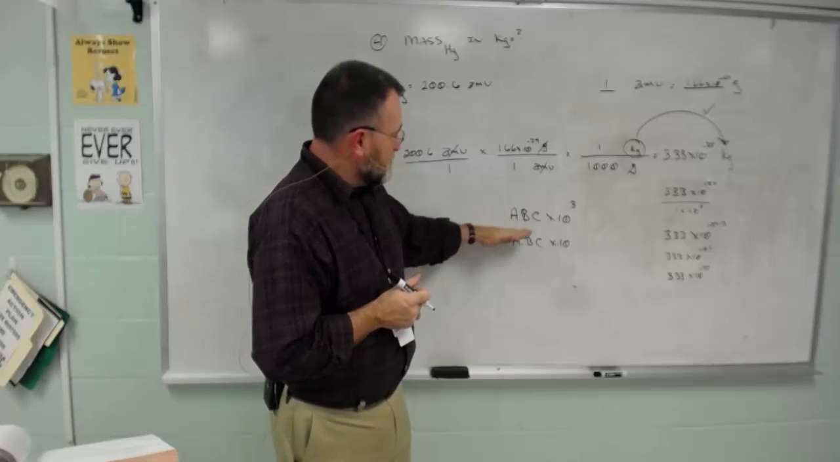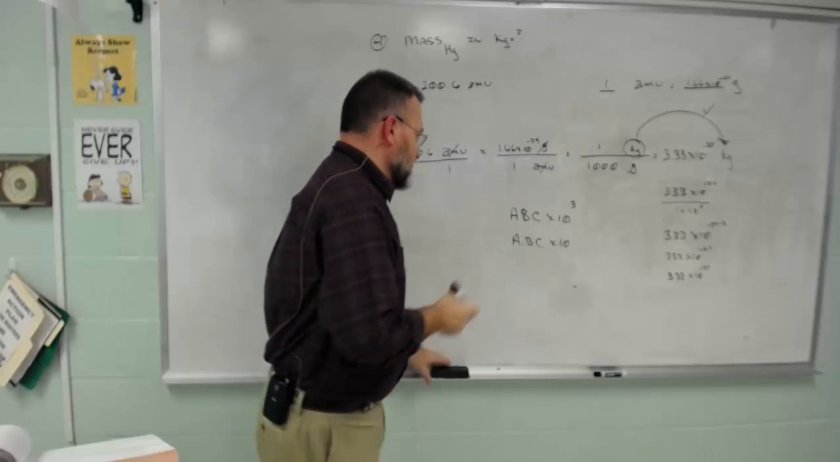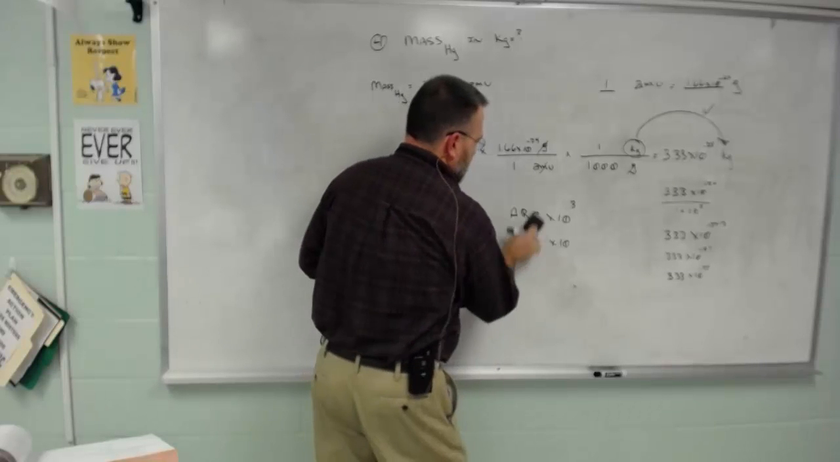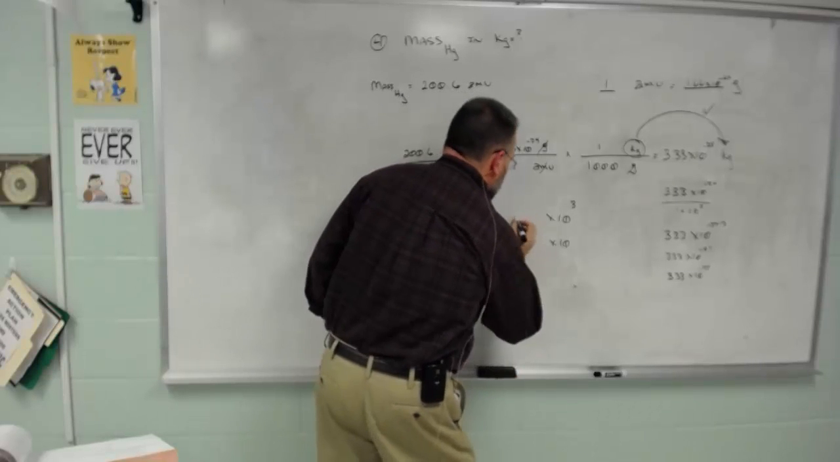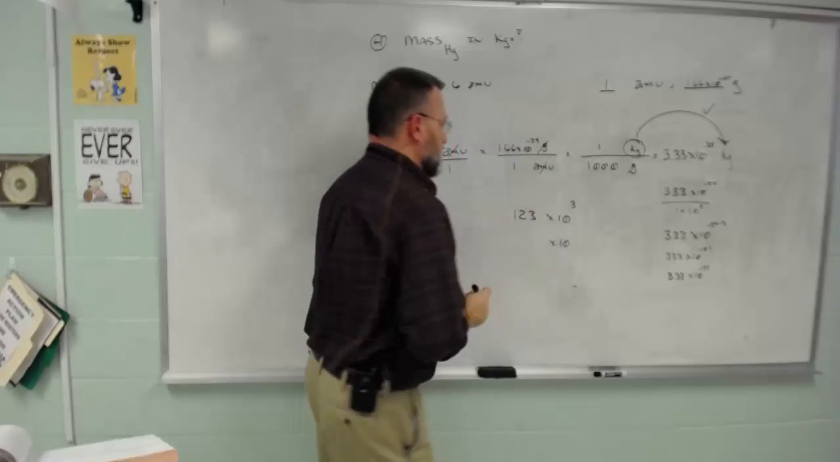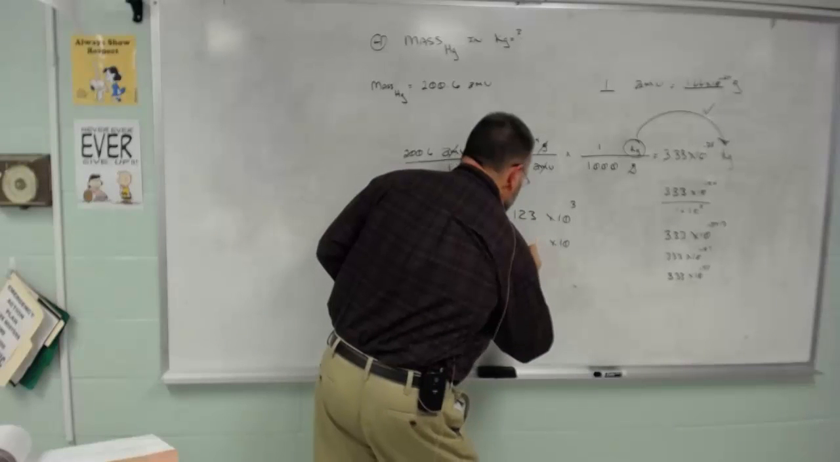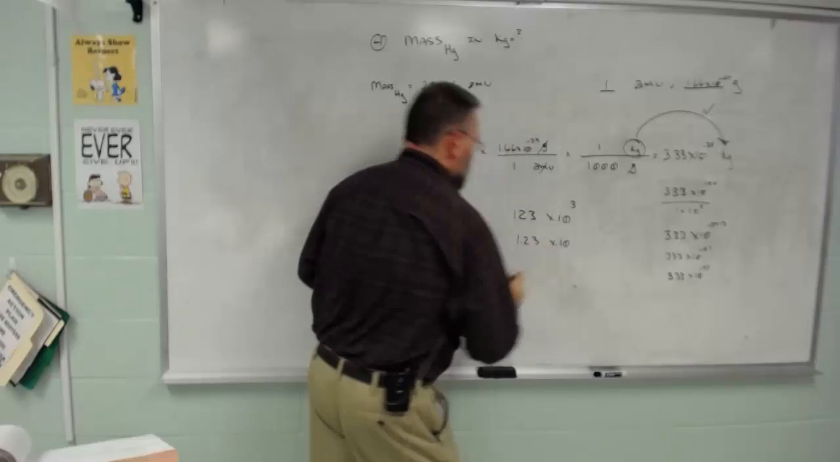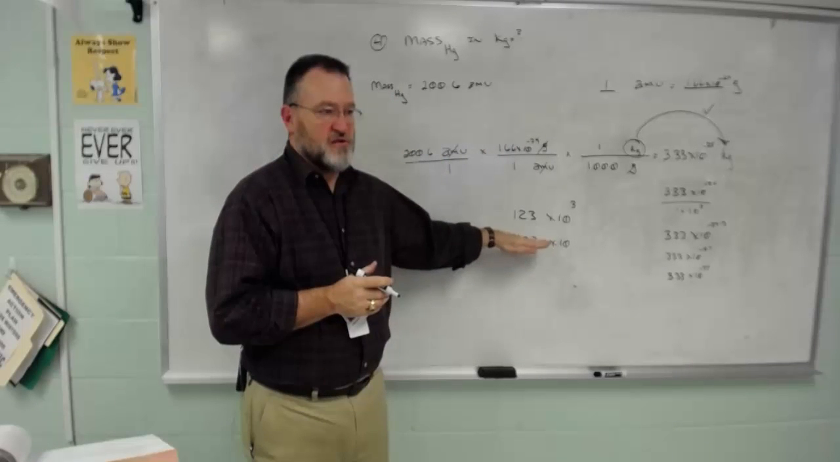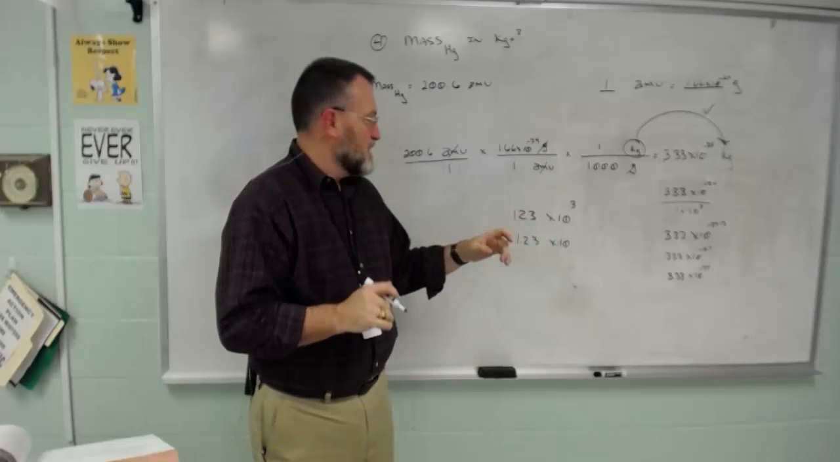Do you see that this number A, let me use a real number. I'll use 1, 2, 3 just to make it easy. Let's say we have 123 times 10 to the third. I recognize that I'm supposed to write it in appropriate form, which would be 1.23. I see that the coefficient should look like this. Ask yourself this question.